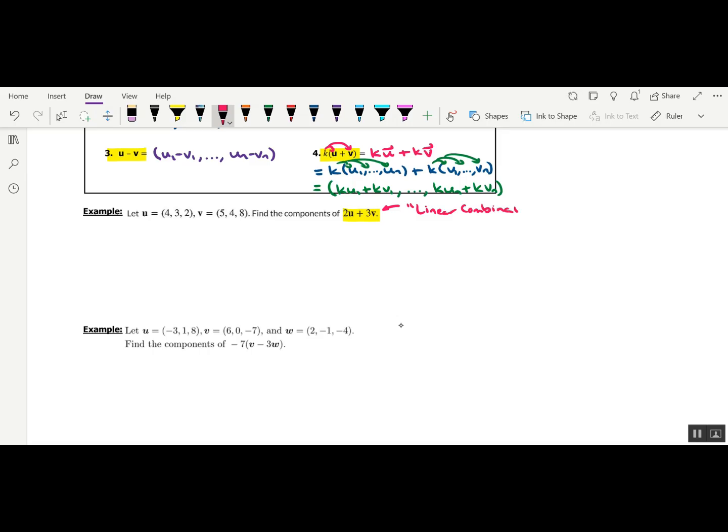And I'll explain why it's called that at a different time, but I just kind of want to get your feet wet with this. To do the problem itself, what we're going to do is replace both vector notations with the component forms. So this would equal 2 times this 3 space vector u having components 4, 3, and 2, plus 3 times that 3 space vector v having components 5, 4, and 8.